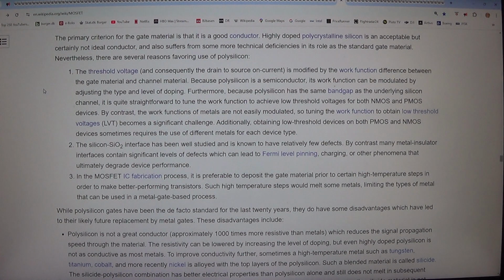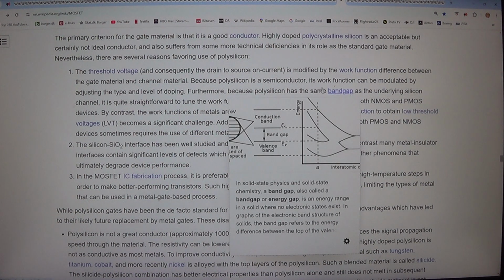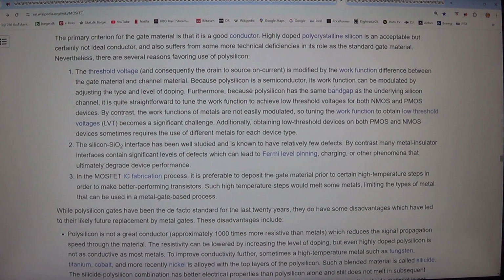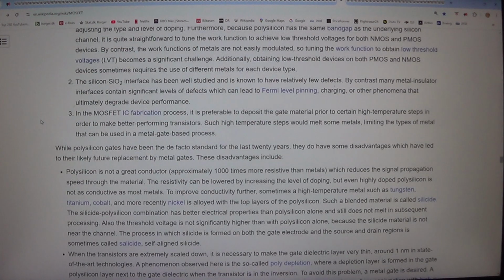Furthermore, because polysilicon has the same bandgap as the underlying silicon channel, it is quite straightforward to tune the work function to achieve low threshold voltages for both NMOS and PMOS devices. By contrast, the work functions of metals are not easily modulated, so tuning the work function to obtain low threshold voltages, LVT, becomes a significant challenge. Additionally, obtaining low threshold devices on both PMOS and NMOS devices sometimes requires the use of different metals for each device type.